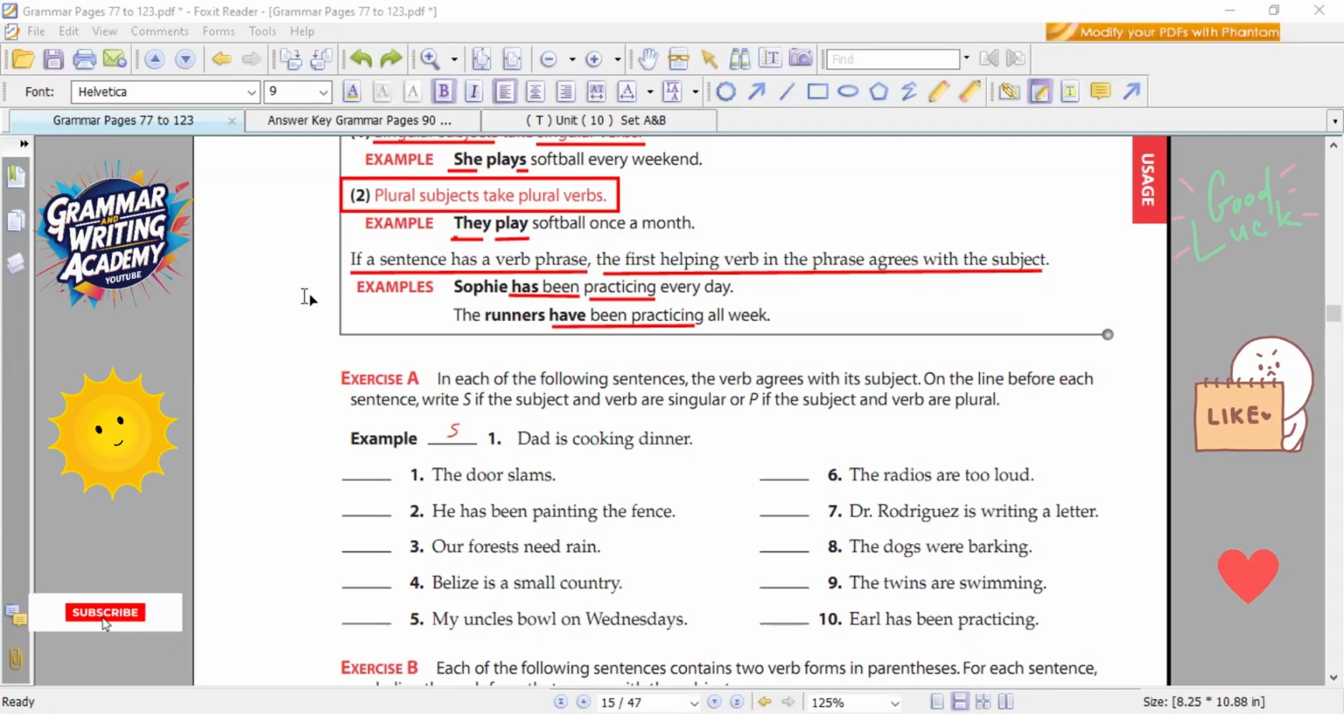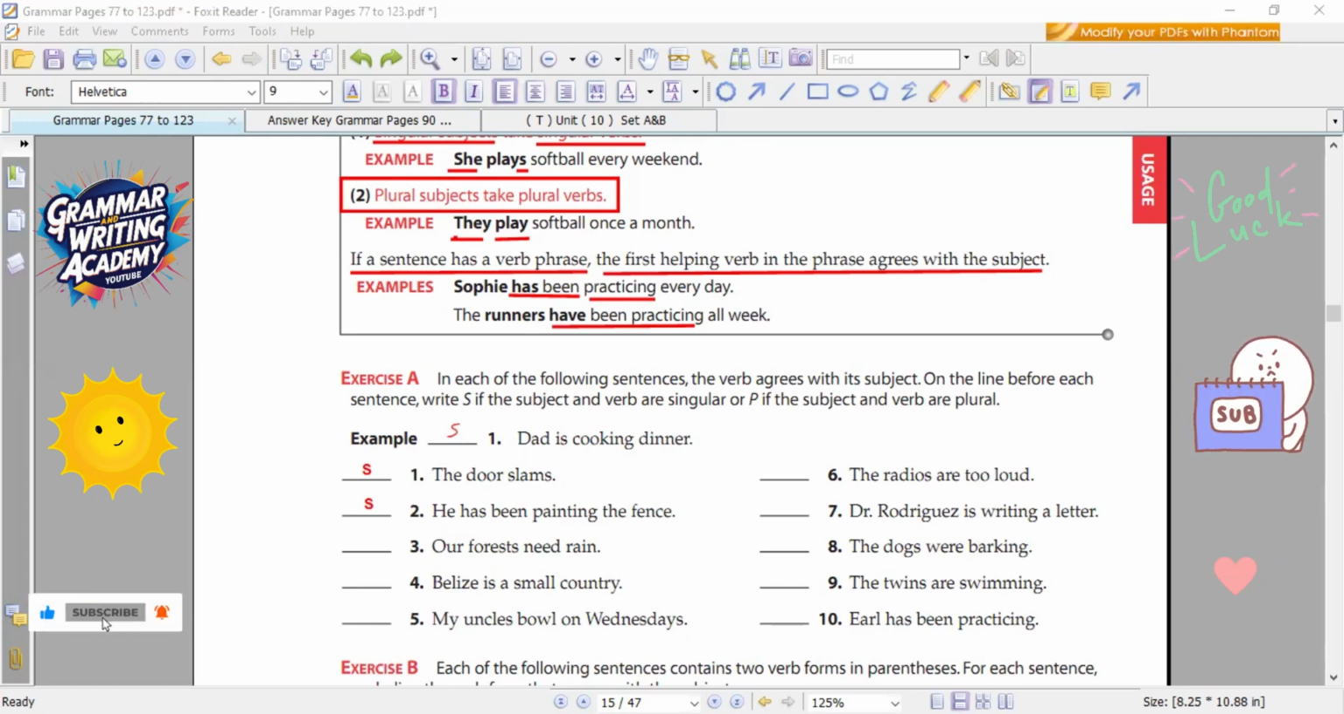The door slams. It's S. It's S because here we have a subject, which is going to be door, followed by slams, a verb with S at the end of it. For this reason, it's S. Number 2. He has been painting the fence. So, it's S also. Why? Because he is a singular subject noun, followed by has been. Yes. Good. Thank you so much here, Yusuf.